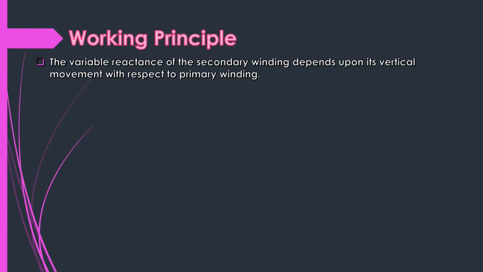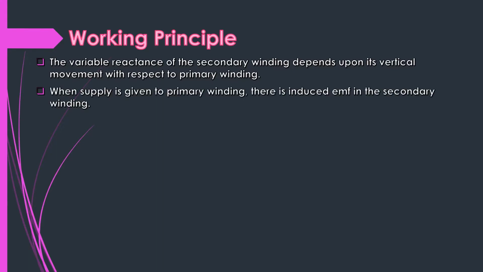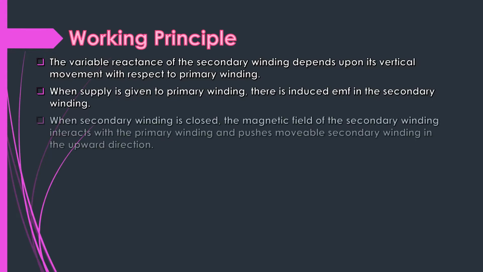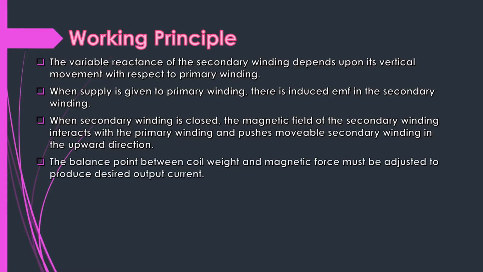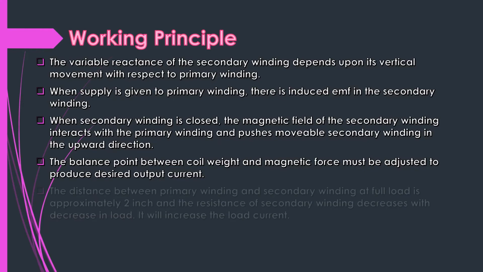Working principle. The variable reactance of the secondary winding depends upon its vertical movement with respect to the primary winding. When supply is given to the primary winding, there is an induced EMF in the secondary winding. When the secondary winding is closed, its magnetic field interacts with the primary winding and pushes the movable secondary winding in the upward direction. The balance point between coil weight and magnetic force must be adjusted to produce the desired output current.